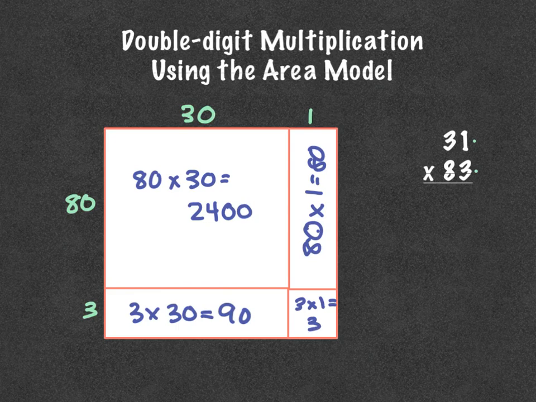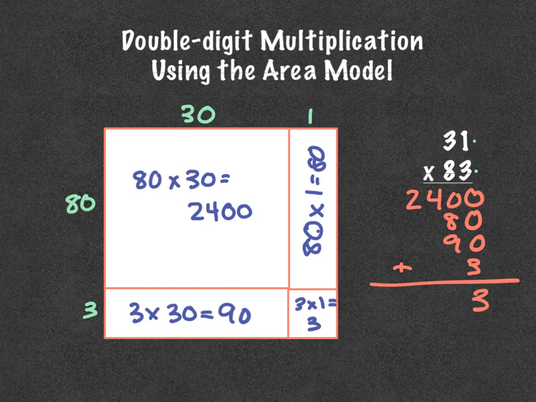So then we're going to add this up. Oh, that doesn't show up very well. Hold on. Let's get a different color. So we have 2,400 plus 80 plus 90 plus 3. And then we get 3, 7, 5, and a 2. 2,573 is the answer to that problem.